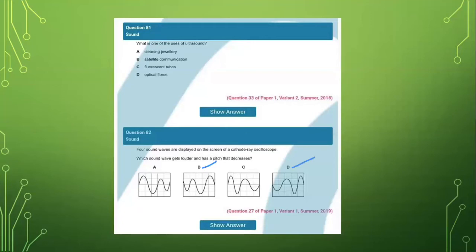Now the second thing that you need to look for is the pitch that is decreasing. That means the frequency that is decreasing. And when frequency decreases, the graph of the sound kind of stretches horizontally, or you can say that fewer sound waves travel per second. So only in part B we can see that the frequency is decreasing, and that's why we are going to circle part B as the correct option.